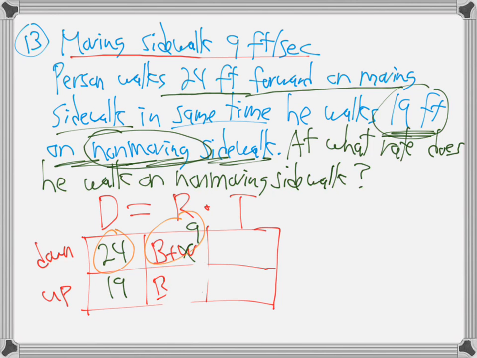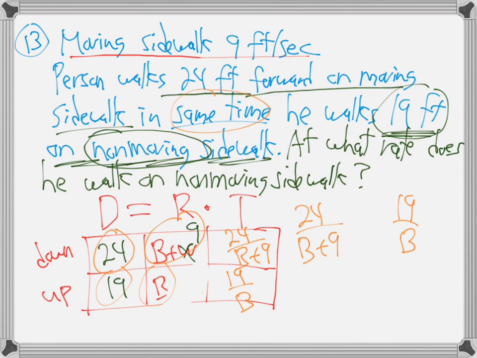Yeah, left over middle, right, you divide 24 over B plus 9. Left over middle, 19 over B. Take those boxes out, right? And what does it say about time? Same time. So they're equal, cross multiply, da-da-da. I'm going to move on with another problem.